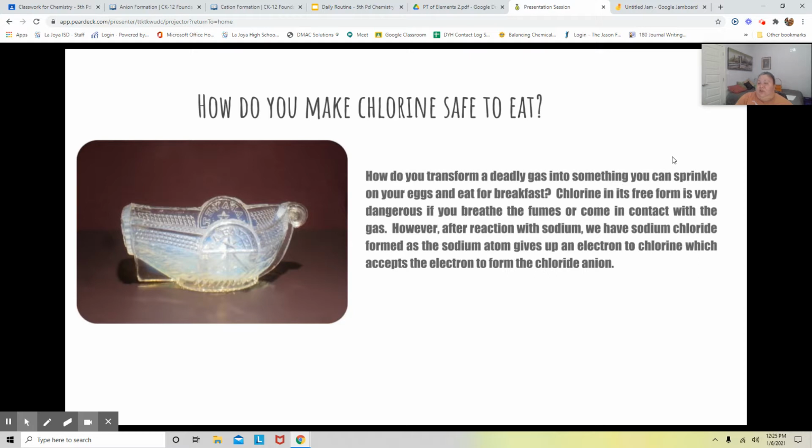Okay, so both sodium and chlorine can be very dangerous on their own. But what happens when you combine them? Who's going to help me read?